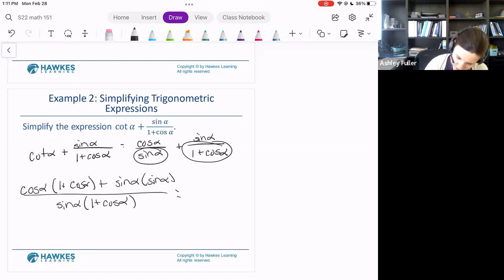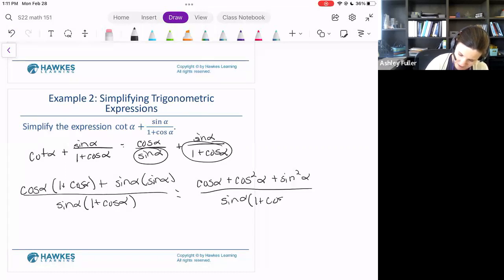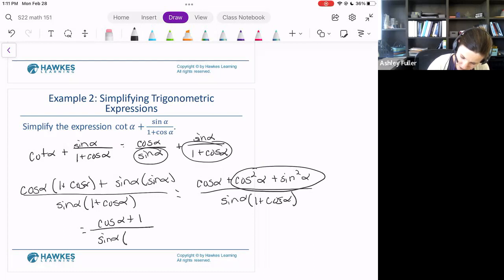When we distribute and simplify, we get cosine of alpha plus cosine squared of alpha plus sine squared of alpha all over the sine of alpha times 1 plus cosine of alpha. We're going to leave the denominator not multiplied out. Up top, that leaves us with the cosine of alpha plus 1. Remember, this part is plus 1, all over the sine of alpha times 1 plus cosine of alpha, which lets these cancel, and we end up with 1 over the sine of alpha or the cosecant of alpha.